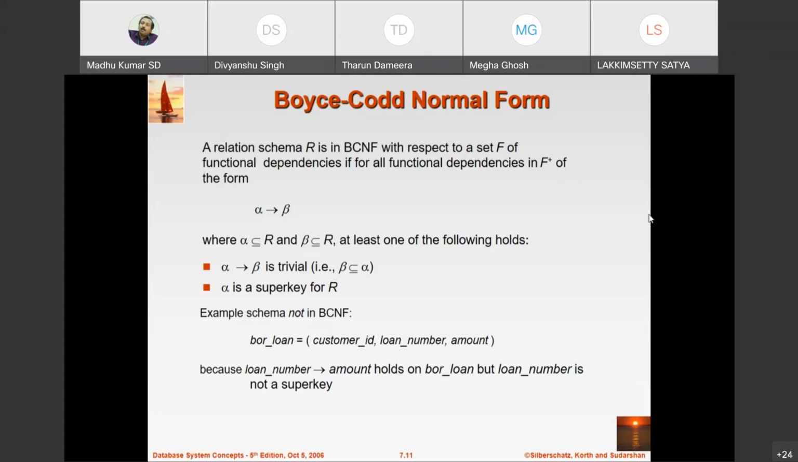So BCNF is more powerful than other normal forms like 3NF, and it is especially useful in the context where you have overlapping candidate keys. When there is overlapping among the different keys of the relation, you may find that BCNF is much more useful.